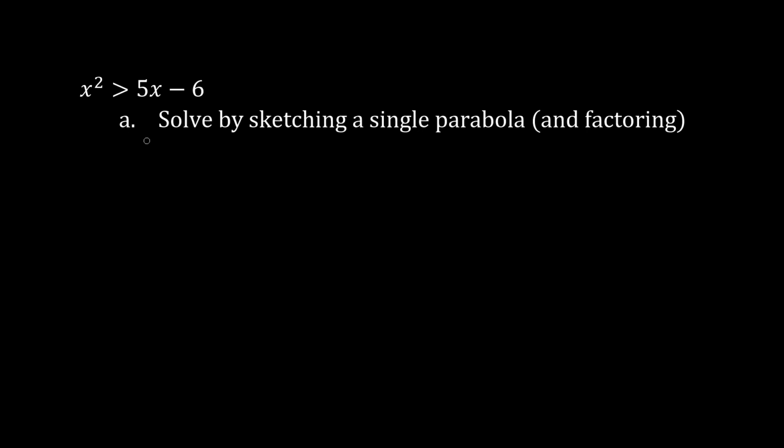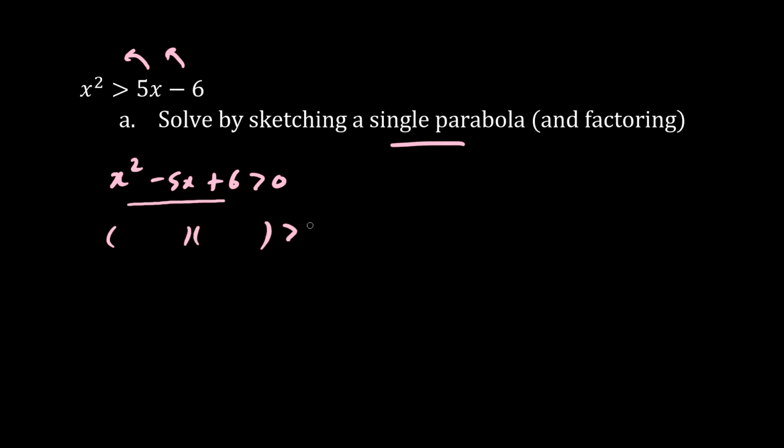Let's solve x by sketching a single parabola and factoring. So let's focus on moving everything to the left of the inequality symbol. We have x squared minus 5x plus 6 is greater than 0. Let's focus on factoring this parabola.